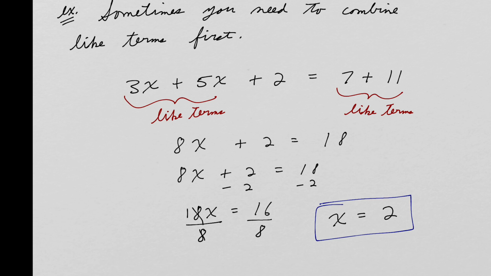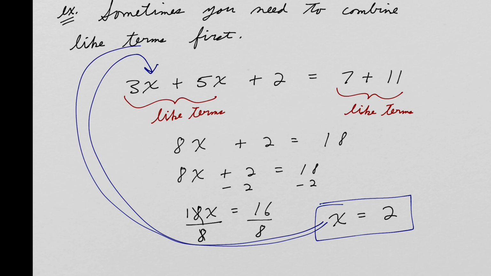So if you were to plug 2 back in here and here, right, wherever you have an x, you're going to find that both sides are equal, right? So it is the actual solution. You can always check it, right? 3 times 2 is 6, plus 5 times 2 is 10. So 6 plus 10 is 16, plus 2 is 18, and that equals 18, which is the other side. So we know that that is the solution.